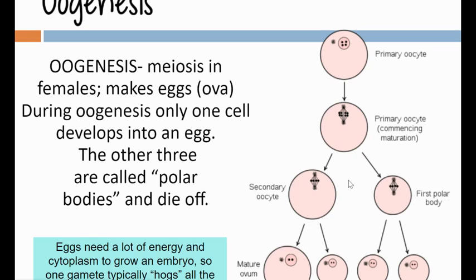So we know meiosis always produces 4 cells, but in oogenesis, only one of those egg cells is going to be viable, meaning it is going to be usable and will most likely be fertilized by a sperm cell.